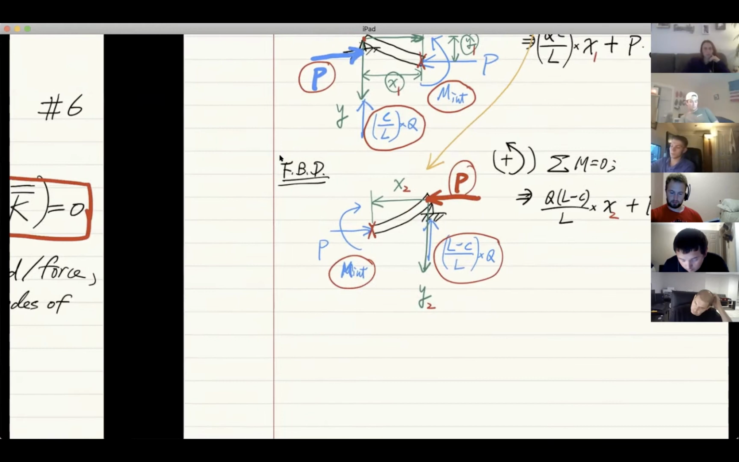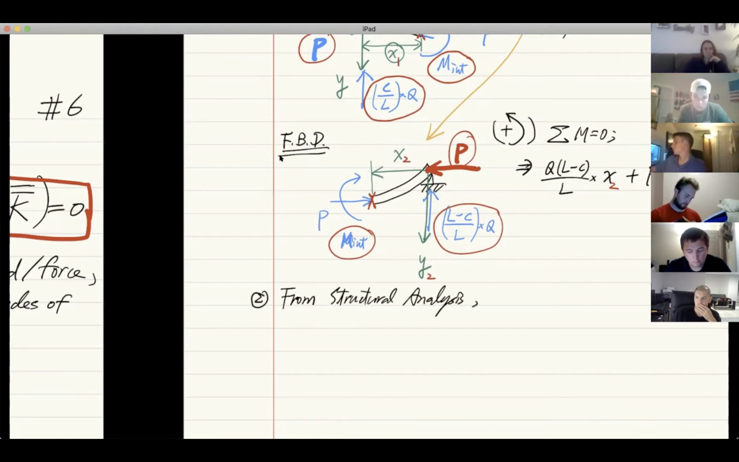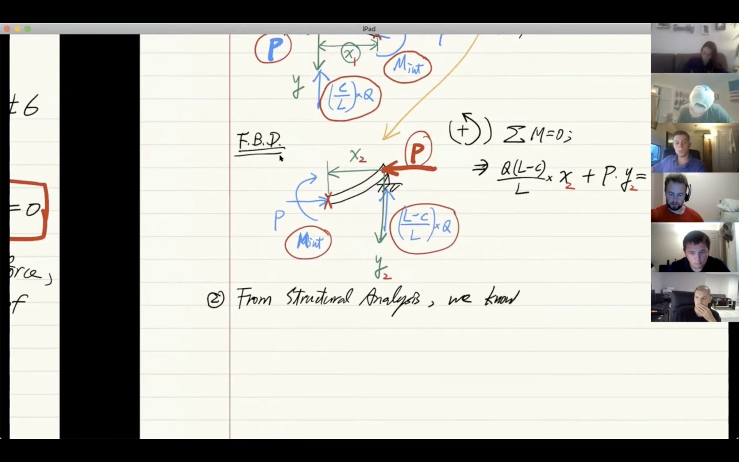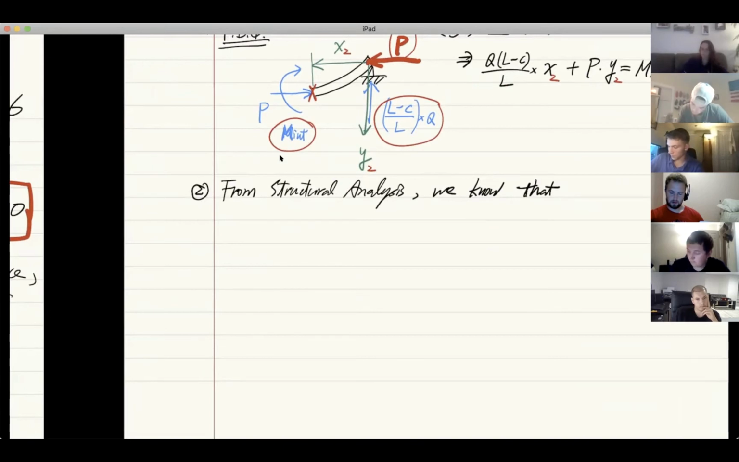Now, step two. From structural analysis, we know the following expression: internal bending moments are related to the second order derivative of deflection. So we know that EI times the second order derivative of deflection, where deflection is the variable on the y-axis, must equal the negative of the internal bending moment. This definition is always true whether you apply it to columns or to beams.